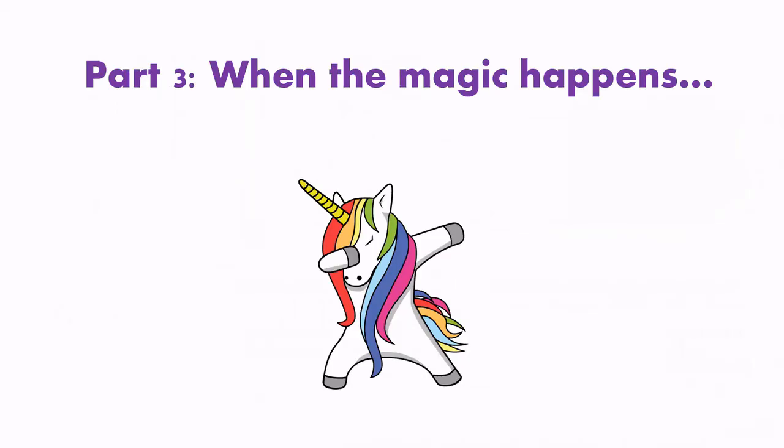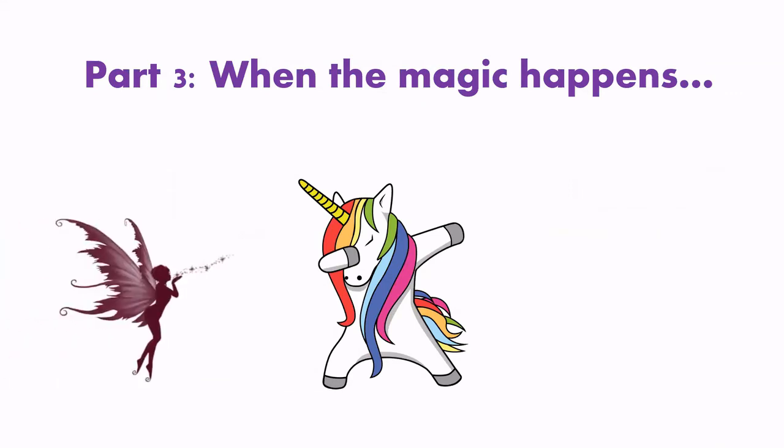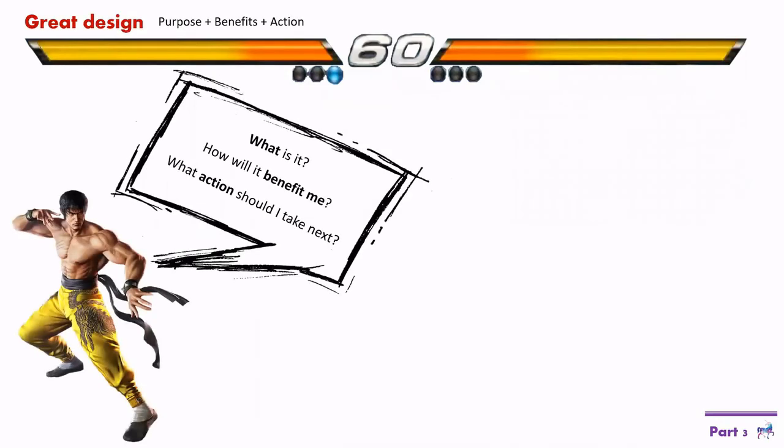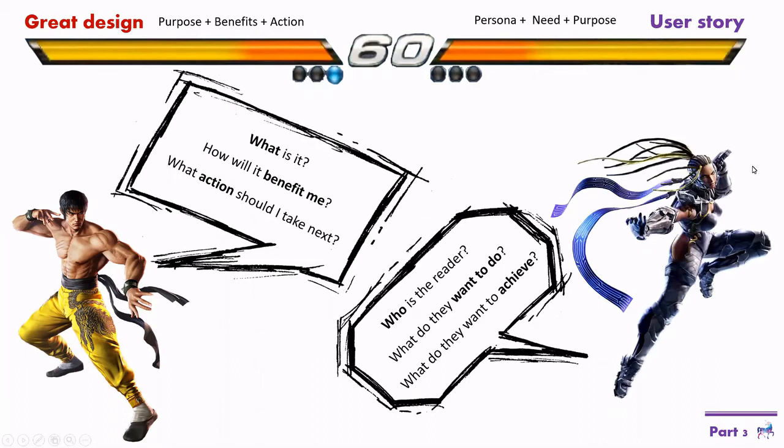And that brings us to part 3, when the magic happens. So I can explain it this way. On one hand, we have great design, and the core of great design is purpose, benefits, and action. On the other hand, we usually use our user stories, and the core of the user stories is persona, need, and the purpose. What does it mean?